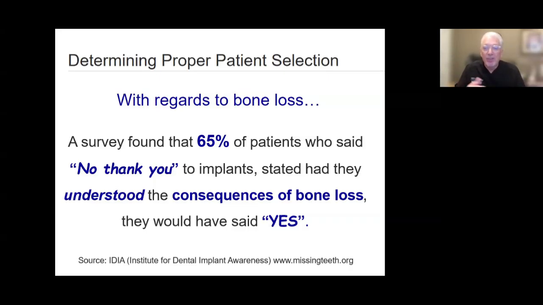And by the way, this website, missingteeth.org, has a lot of great patient information. It's free from any support of any manufacturers or laboratories. But check that out for yourself as well and see if there's other information to support you there.